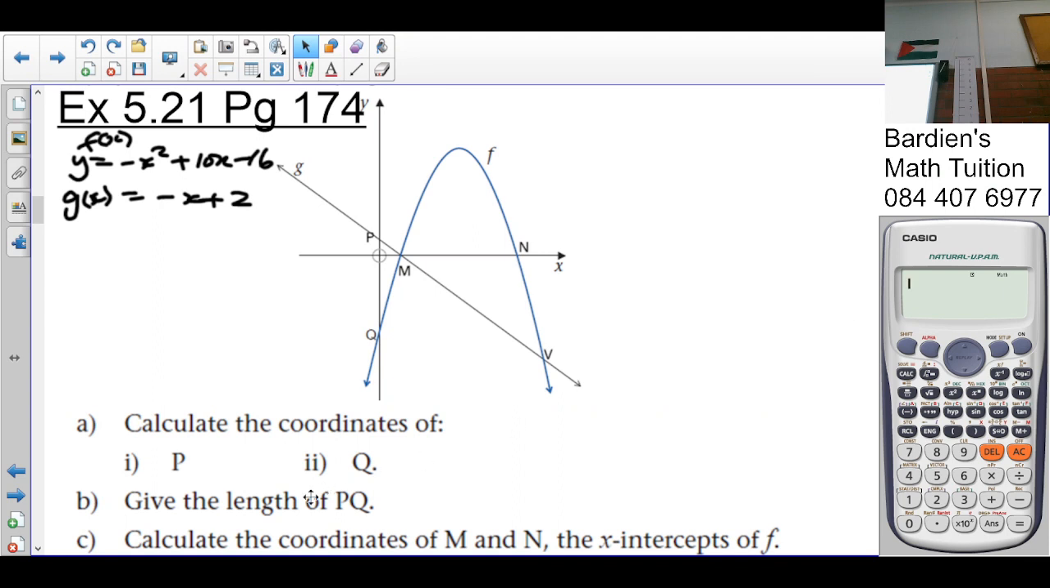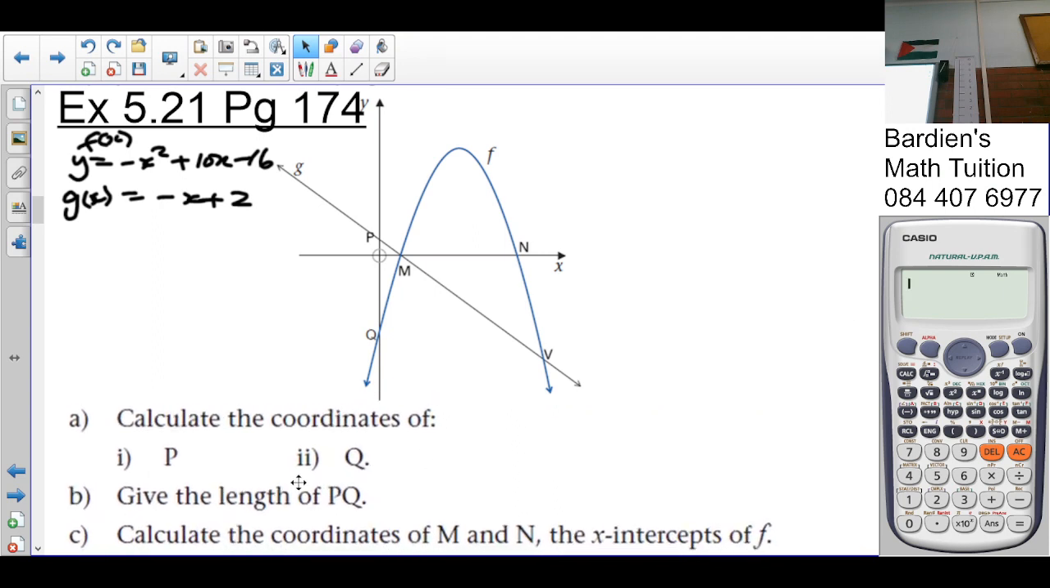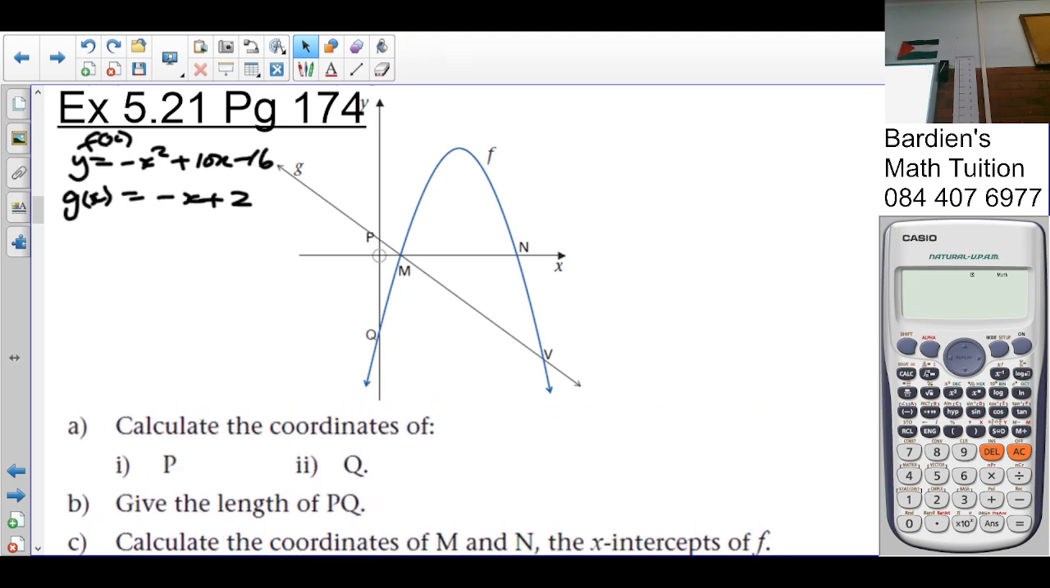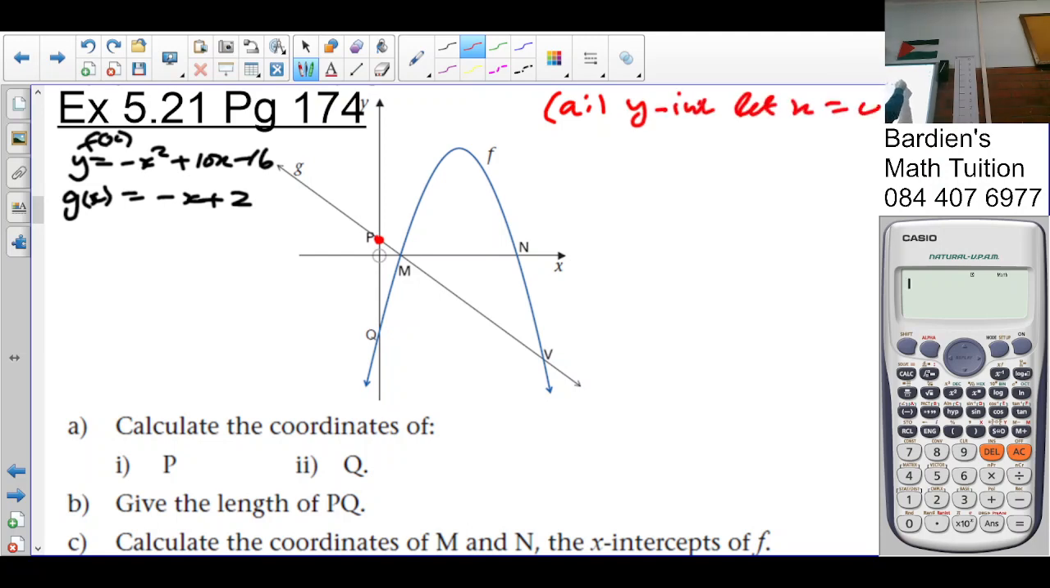Alright. So the first question says, calculate the coordinates of P and Q. So I'm going to look at P. P is your y-intercept. Let x equal to 0 of which graph? Of g of x. Not so. So g of 0 is going to give an answer of 2. So what's the coordinates of P? 0 and 2. Okay.